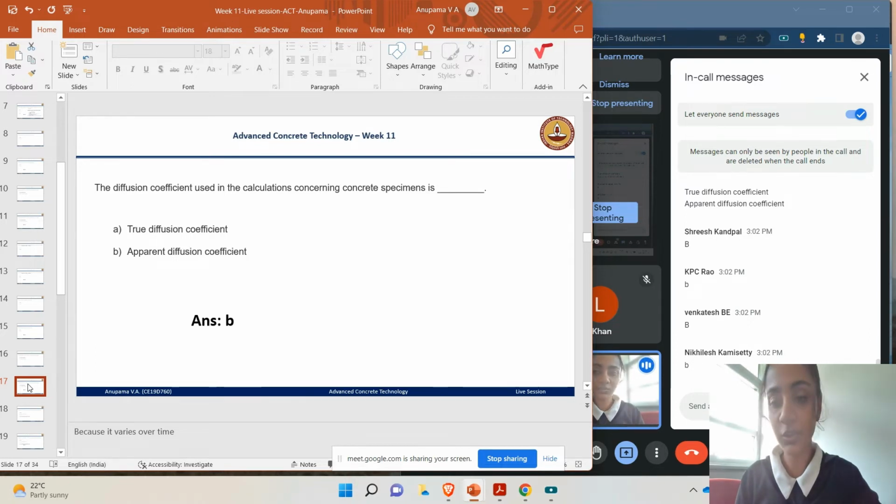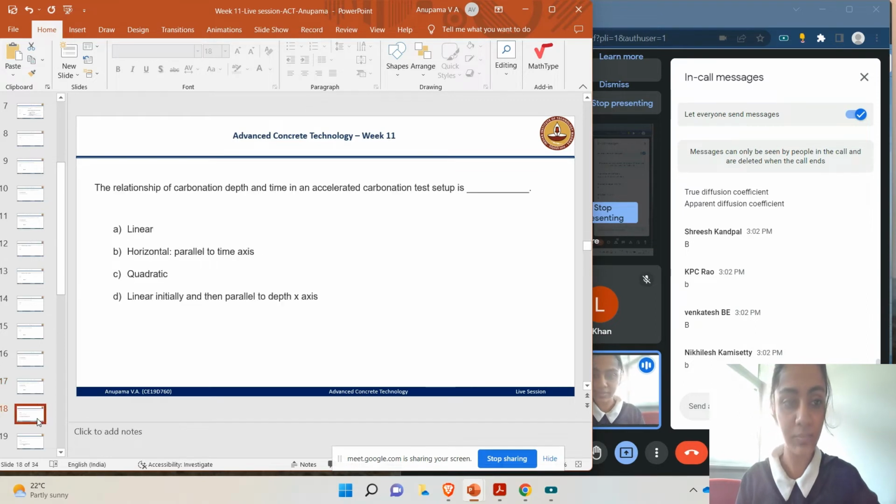Why? Because the true diffusion coefficient has to be a constant, but in the case of concrete, it is not like that. The microstructure is evolving over time. As a result, the diffusion coefficient is also not a particular constant and it is also changing. It varies over time. So we have to take something like an apparent diffusion coefficient. So moving on to the next question.